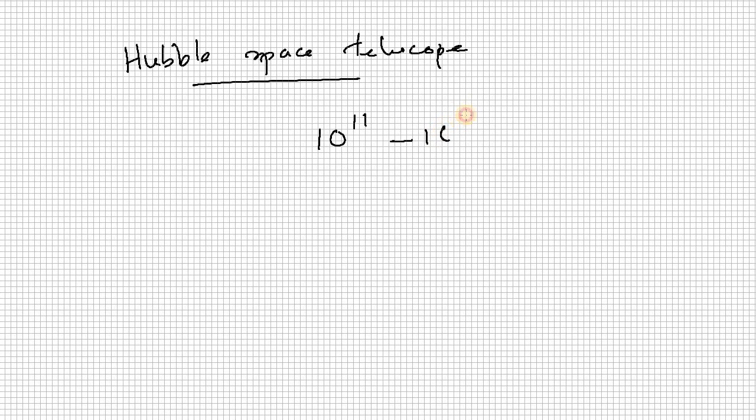As per reports received from the Hubble Space Telescope and other advanced telescopes, the total number of galaxies may vary from 10 to the power 11 to 10 to the power 12 in numbers. So you can imagine the vastness of our universe.